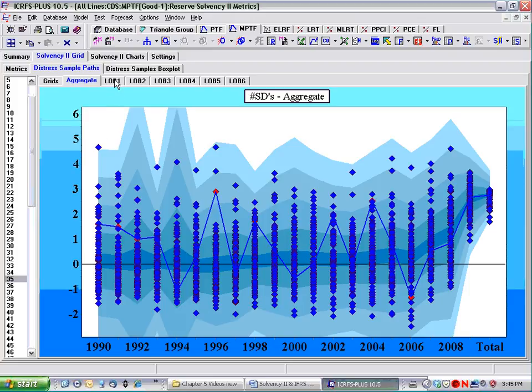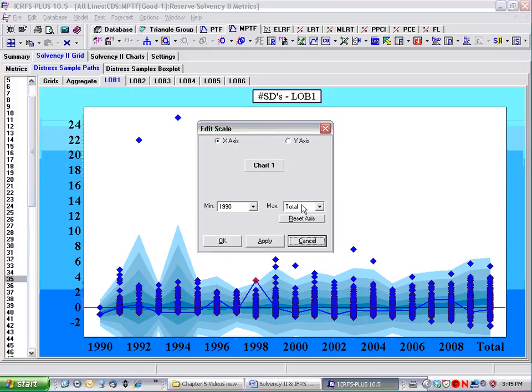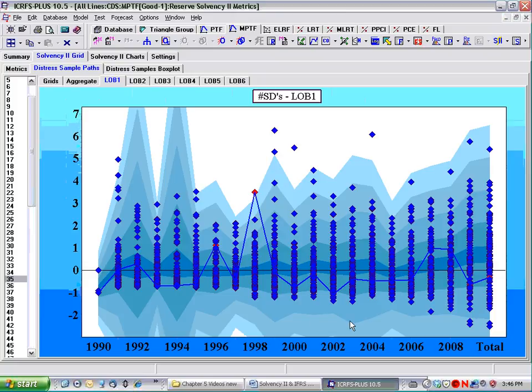Now, if you look at LRB1, you'll find that, except for these very few outliers, let's change the scale here, and the y-axis, let's change it to 6, 7. Again, you could see there's not much distress going on. There's a bit of distress in 2009, but by and large, very little distress from LRB1.